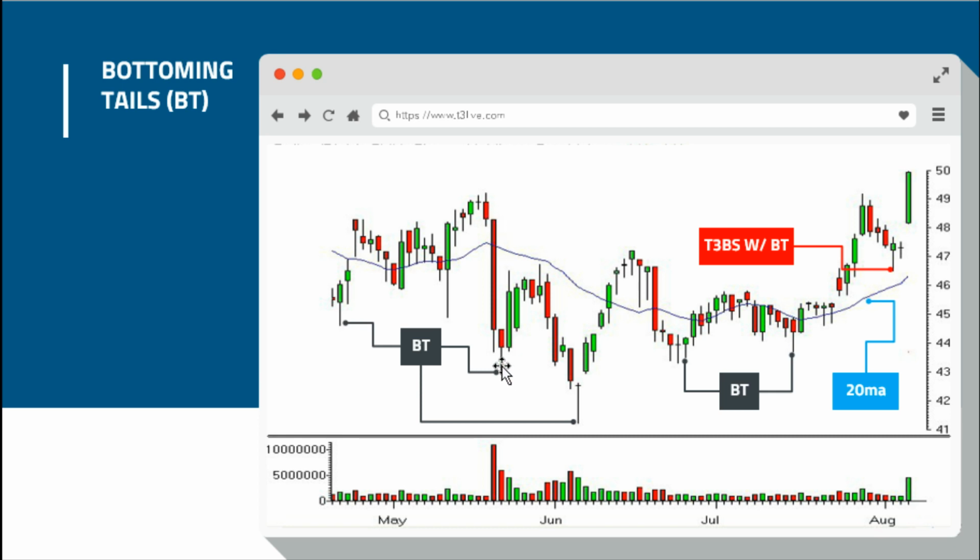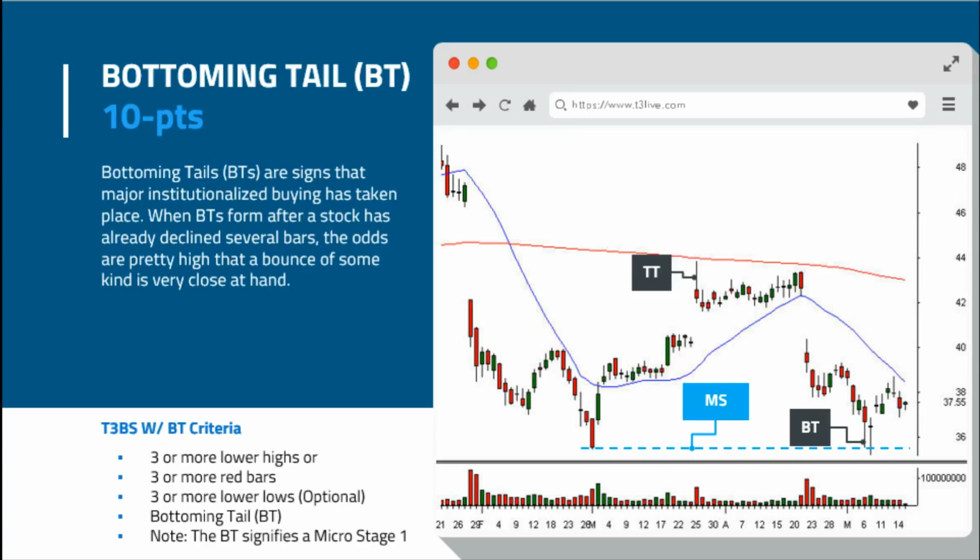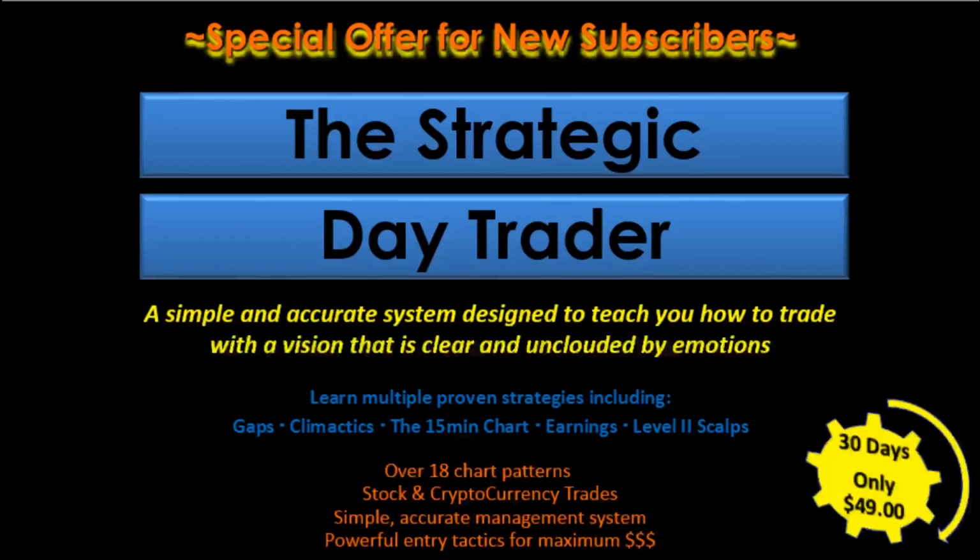Does that make sense? This pivot low, actually this is below it. We look at stocks that are in an uptrend. All right? And notice again, top and tail put an end to this uptrend for who knows how long. Bottoming tail and the stock bottomed. Bottoming tails are signs that major institutional buying has just taken place. When bottoming tails form after a stock has already declined several bars, the odds are pretty high that a bounce of some kind is very close at hand. All right? Okay, guys.